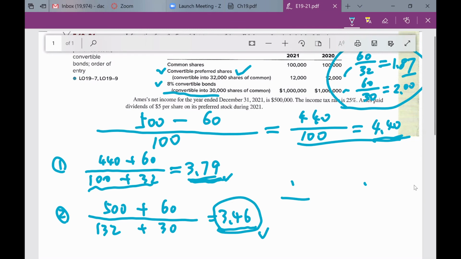Okay. For the first one, convertible preferred stock, it gives you $5 dividends, right? So 12,000 times $5. That gives you 60. Oh, okay, got it. Everything is in thousands, that's why it's like this. Okay, so that's for the preferred stock. And for the convertible bond, we already talked about that, right? Okay. Yeah. Any other question?